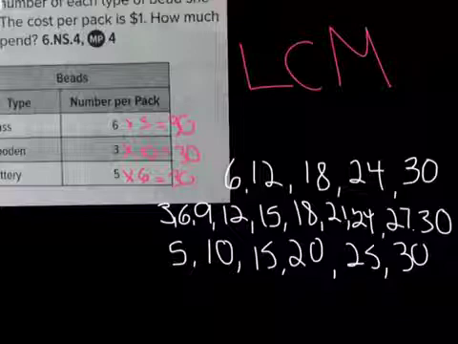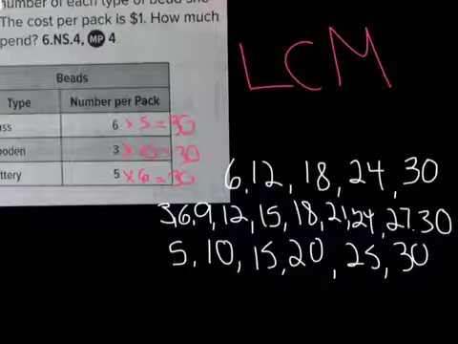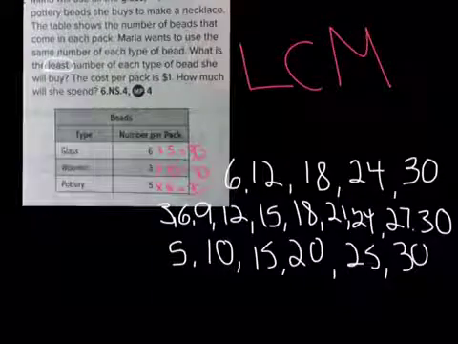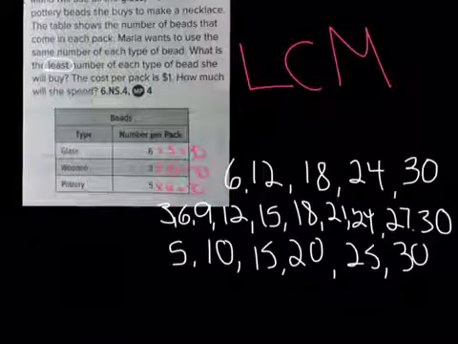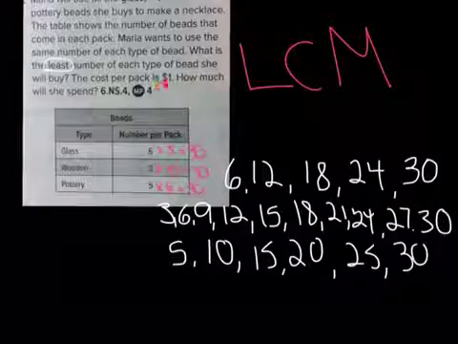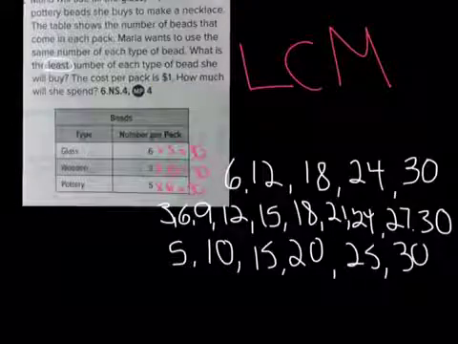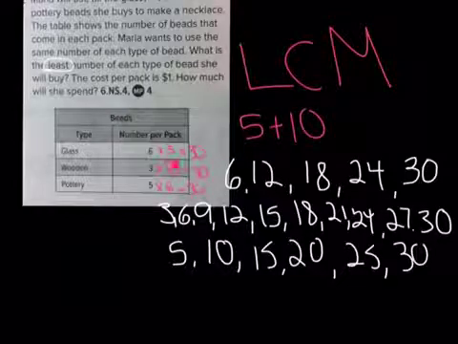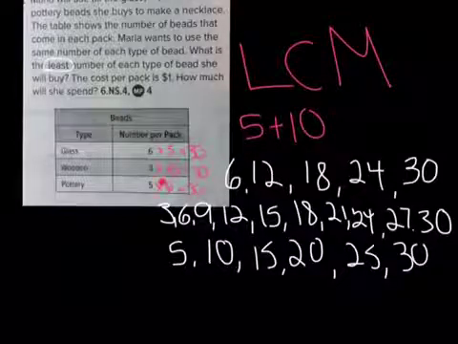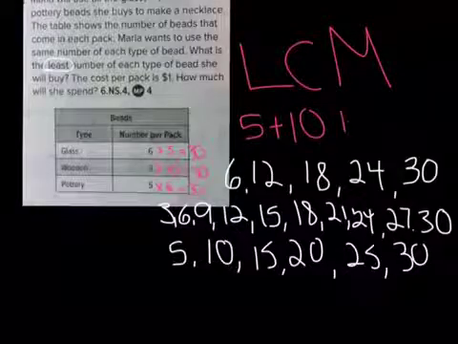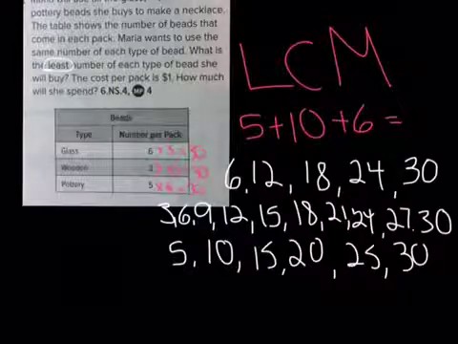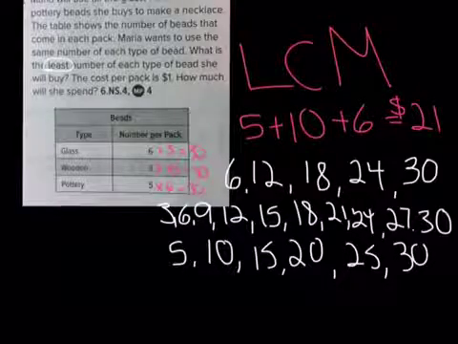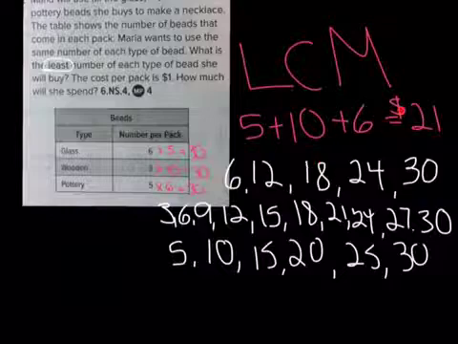Now, let's figure out the second question. How much money will she spend? There's the question right there. How much will she spend? Well, over here she has to buy 5, and we know that each one is $1. So $5, and then plus $10, right? $10 right there, plus $6, equals $21.